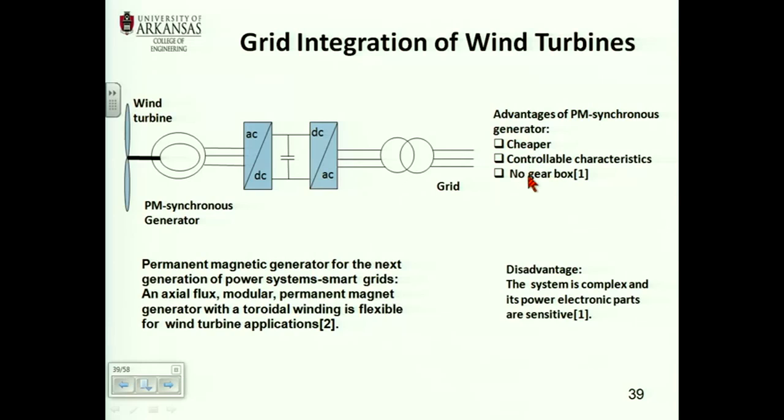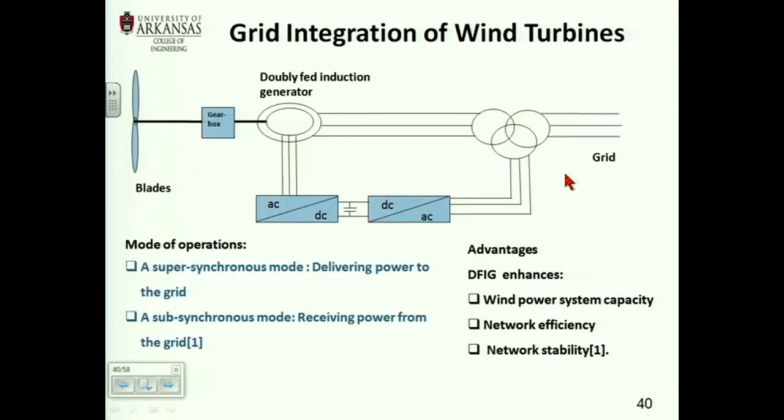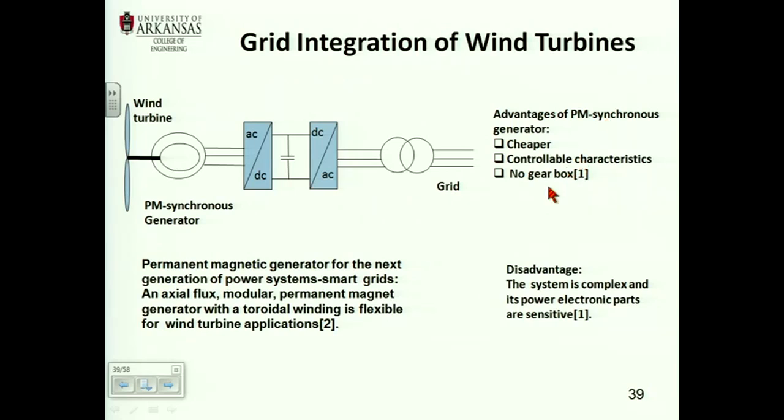Well, the advantage of this is that you don't need gearboxes. You don't have gearboxes. I don't know about this being cheaper. Basically, because here you can operate at 150 RPMs, which for a two-pole machine will be a very low frequency, but it doesn't matter.